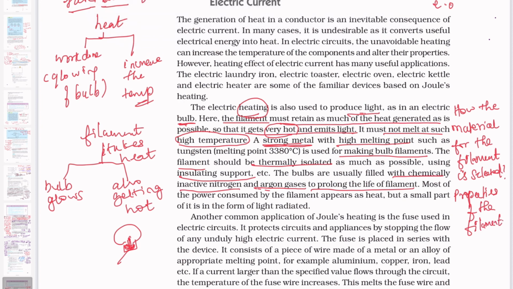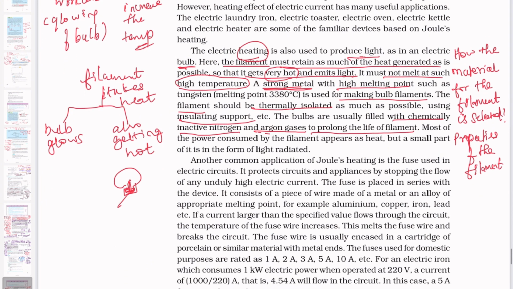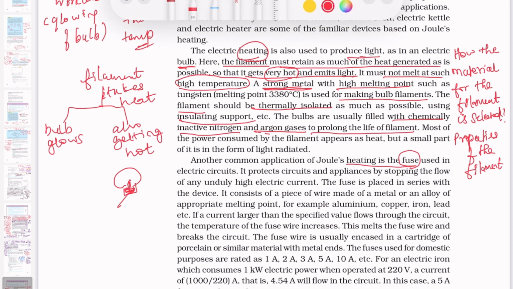So the next application is where we use this heating effect, or Joule's heating, in the fuse. So why do we use the fuse? We use the fuse because suppose when a high electric current flows through a circuit, when a high electric current goes into any of the electrical appliances, this high electric current should be stopped. To stop this, we place a fuse in series with the device.